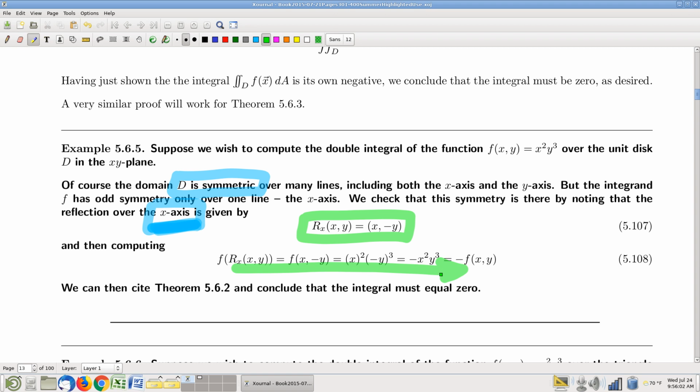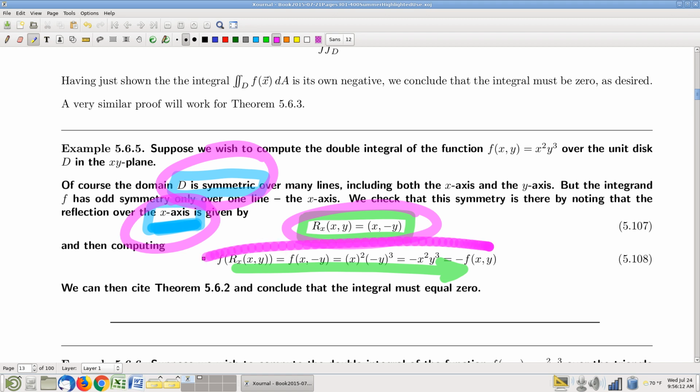You've got to give me the axis. You've got to state correctly that the domain is symmetric. You've got to give me the formula for the reflection over that line, and you've got to give me the algebraic argument showing the function has odd symmetry. And then, spike the football. Yeah? Everybody understand the rules? Okay. It's still a big time saver compared to actually slicing and anti-differentiating.